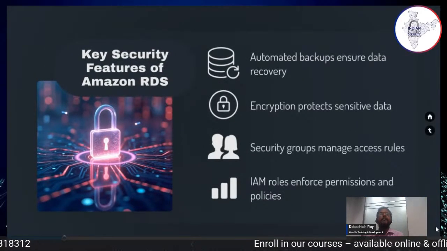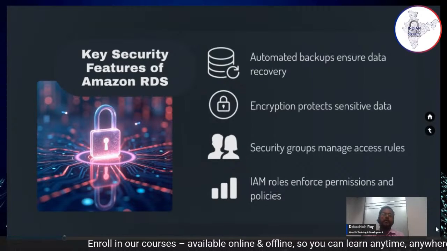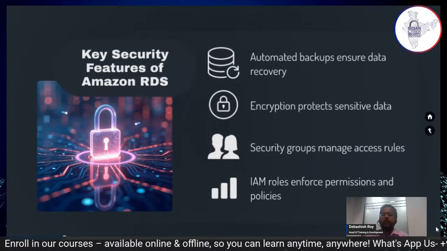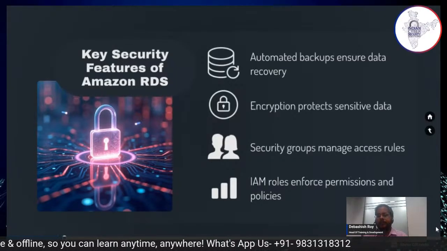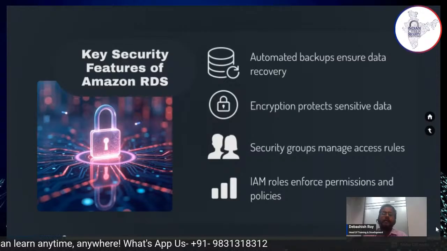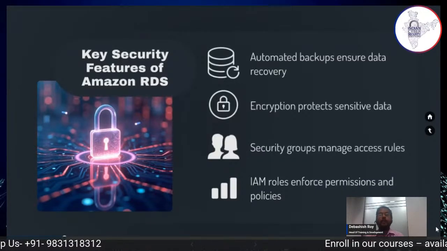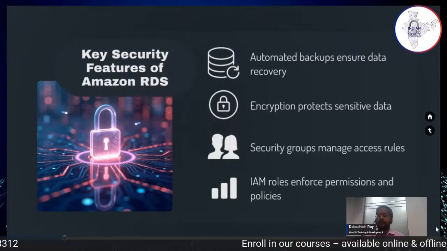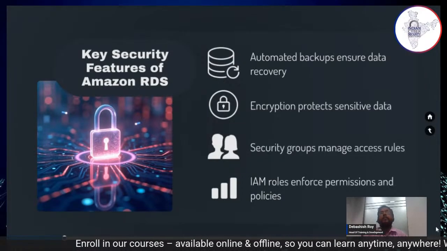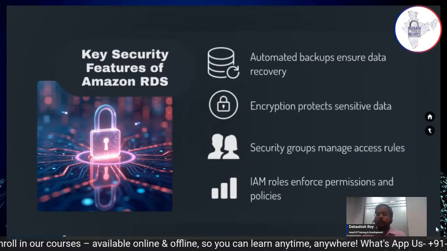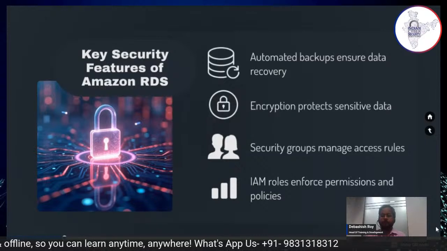Then what are the key security features of Amazon RDS? First, automated backups ensure data recovery. Then encryption protects the sensitive data, so you have to protect the data of the RDS. Security groups manage the access rules. There are security groups, and like that you can create IAM rules for the databases. And IAM rules enforce permissions and policies. Everybody should not be able to log into the database or use the database, so you have to actually enforce the permissions.